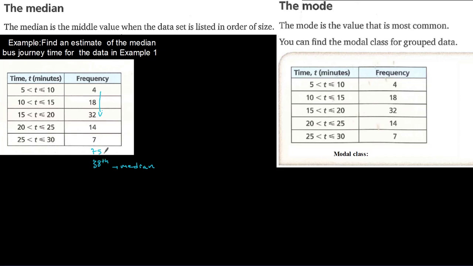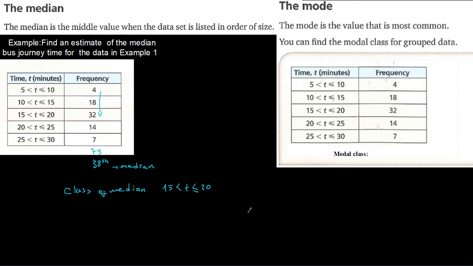So the 38th value is between 15, the class of, we are going to find the class of the median here. The median is between 15 and 20, because the 38th value is going to be between 15 and 20.